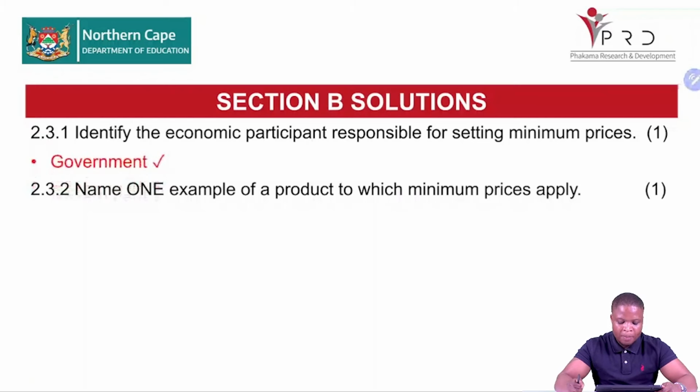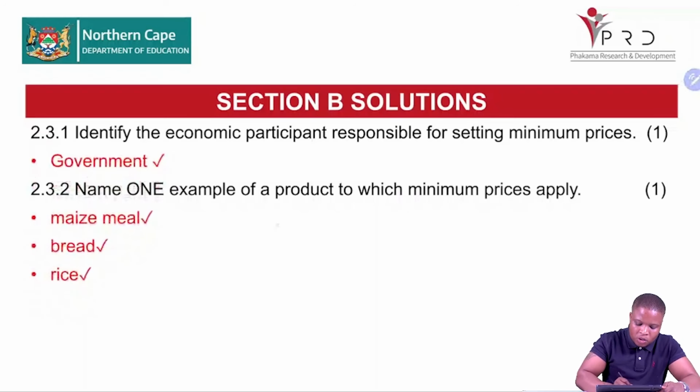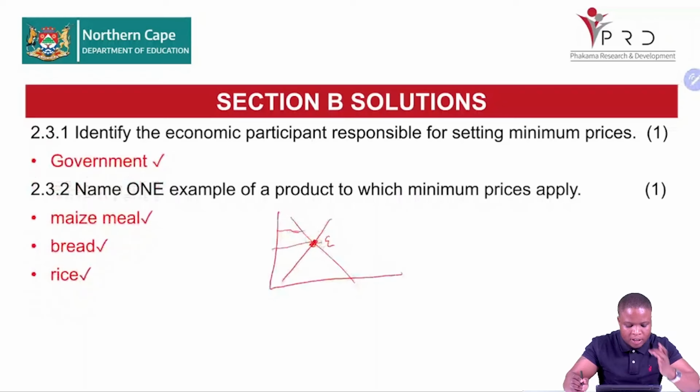Name one example of a product to which a minimum price applies. You have maize meal, bread, rice, anything that is correct. You may raise your hand and then the teacher will assist you if it's correct. Your minimum price is a price set above the equilibrium point. This minimum price is set to do what? The minimum price is set to assist producers so that there is fair competition and they are able to produce and don't stay out of the market. So maize meal, for example, can be set a minimum price so that those producers dealing with the production of maize meal, bread and rice don't go out of the market.